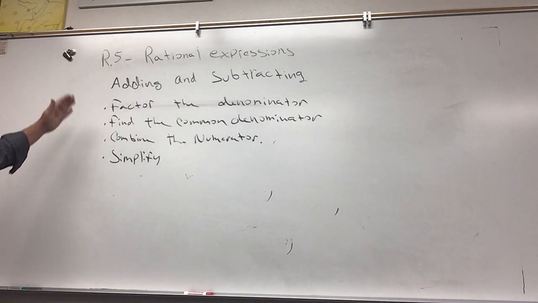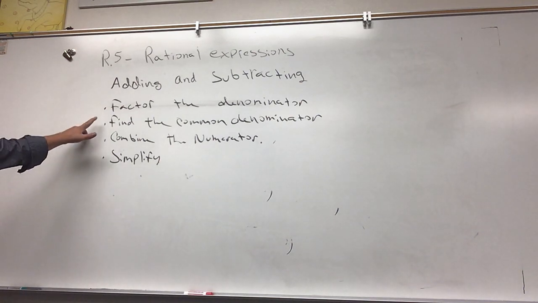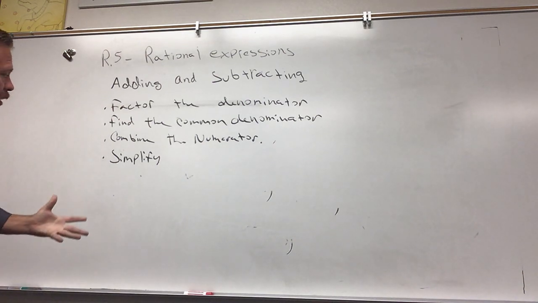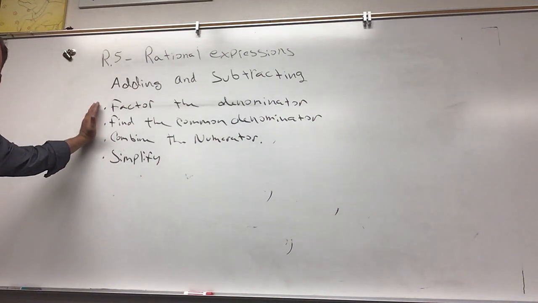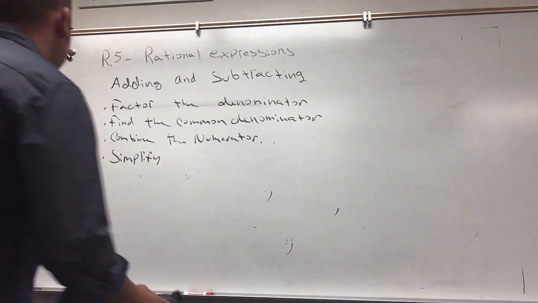To do this, you want to factor out the denominator. Again, it might already be factored for you. Find the common denominator. If the common denominator is already there, you don't have to do that step. Combine the numerator and simplify, okay? I want you to write this down. These are the steps. And we're going to try some examples here, all right?